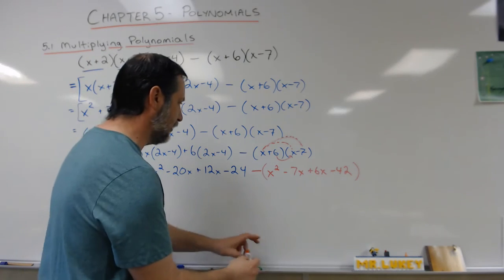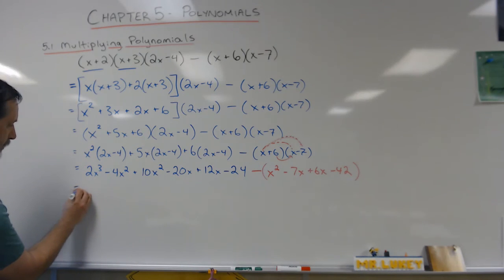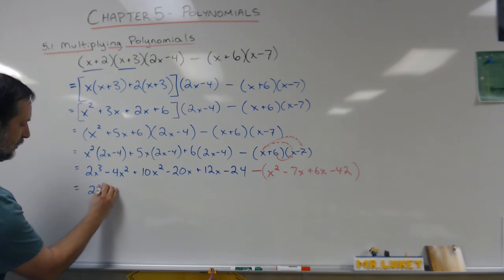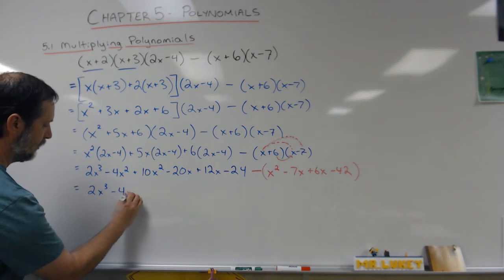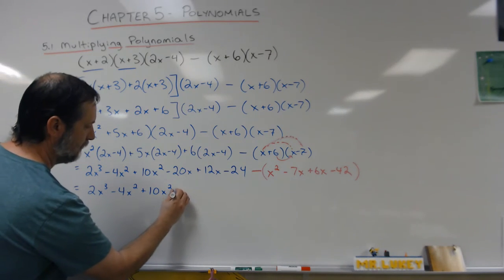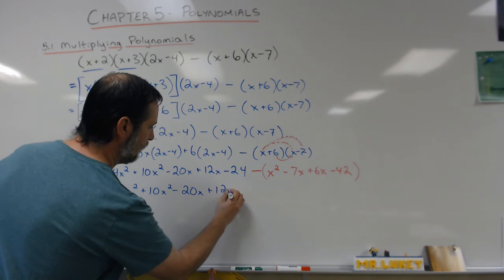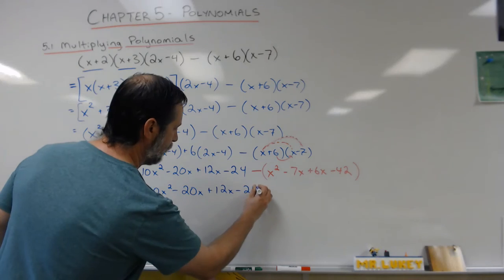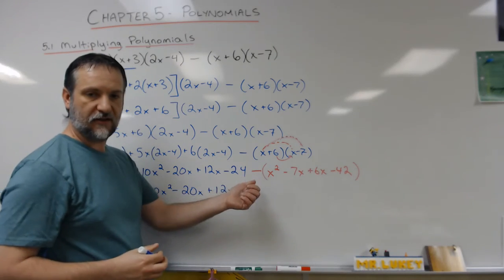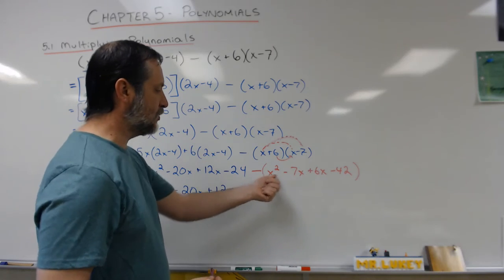So as I go here to my next step, 2x cubed minus 4x squared plus 10x squared minus 20x plus 12x minus 24. So I have to subtract this term. So I have to subtract everything in here, right? I have to subtract the x squared.